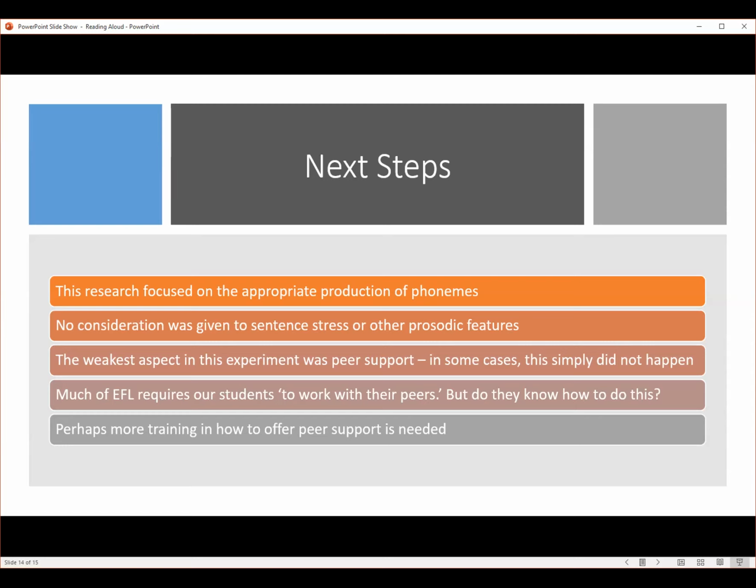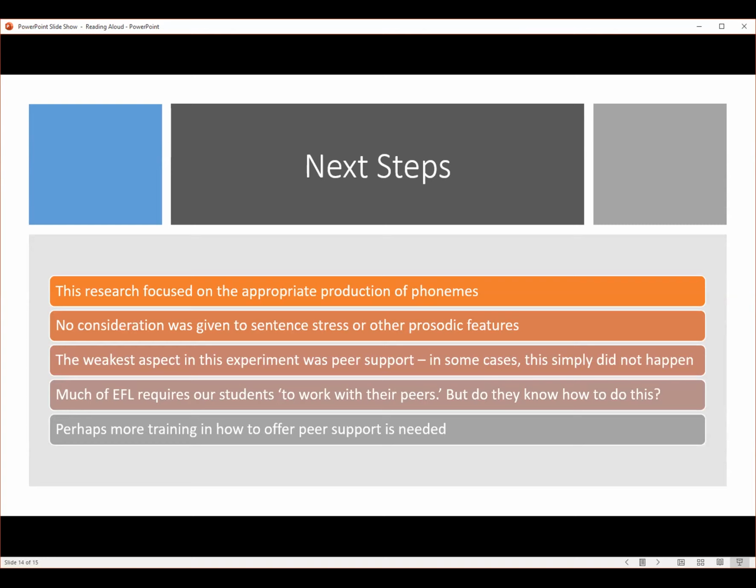The weakest part of all of this, though, was with the peer support. I had hoped that they would help each other. In some cases, they did. They would listen and then stop their partner if they heard a word was pronounced incorrectly. They knew which words would be pronounced incorrectly because they had the model available. They could say, I'm not sure, let's listen to the model again. They could say all of this in Polish if need be. But a lot of the time, they didn't do that.